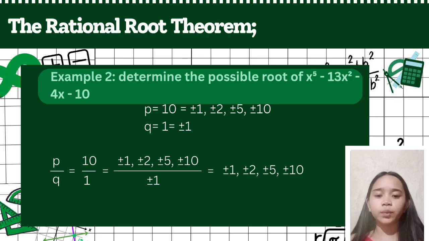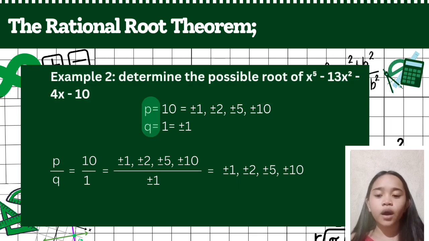So, we will proceed to my example. My example is to determine the possible rational roots of x to the power of 5 minus 13x cubed minus 4x minus 10. Our first step is to identify the constant term, which is p, and the leading coefficient, which is q. Our constant term, p, is 10, and our leading coefficient is the coefficient of the highest degree variable, x to the power of 5. Since the coefficient is invisible, we will take it as 1.